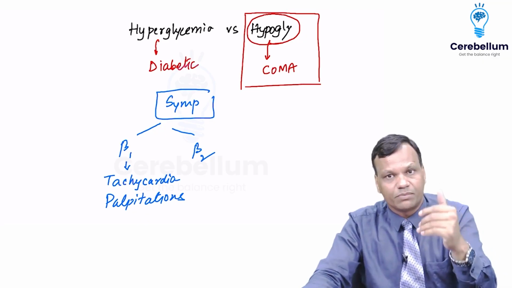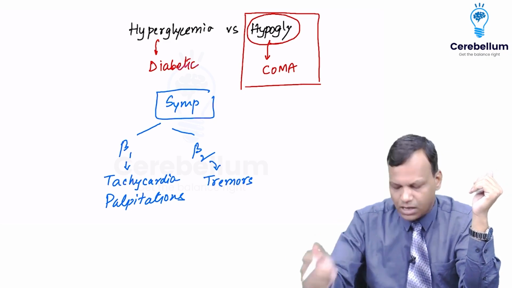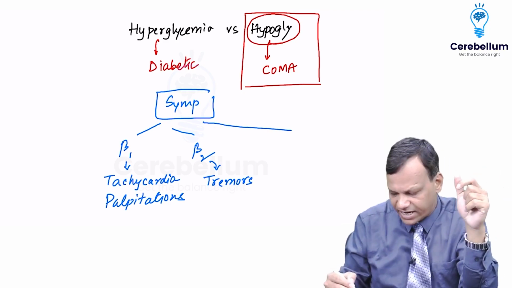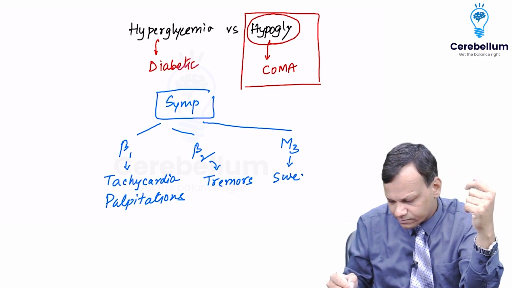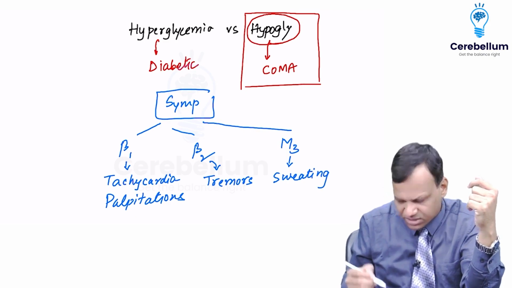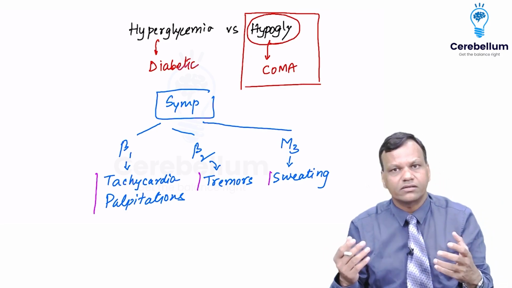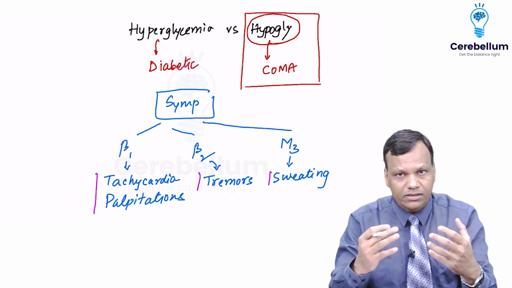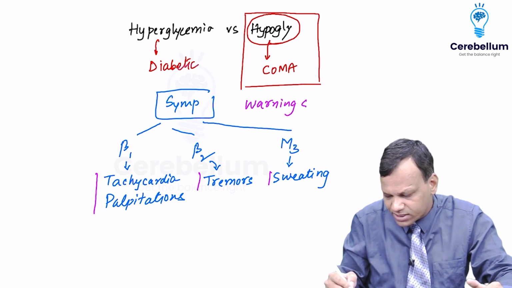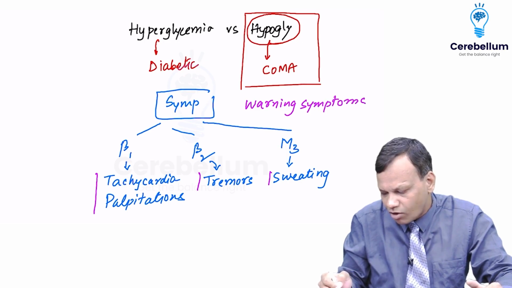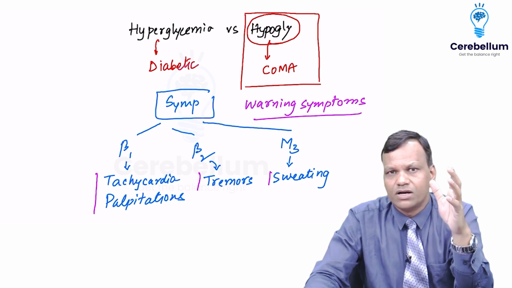Okay. So tachycardia, palpitation. And we just discussed beta 2 in the muscle spindle cause tremors. And we also know sympathetic system in the sweat glands, they release acetylcholine, and acetylcholine stimulate M3, and that can result in sweating. So whenever sympathetic system is activated, it will cause the symptoms: tachycardia, palpitation, tremors, sweating. So that means they will give a warning that hypoglycemia is present. So these are called warning symptoms of hypoglycemia.